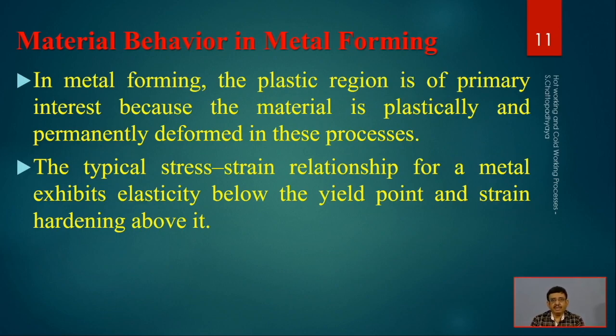So in metal forming, the plastic region is of primary interest, because we want to deform the material permanently. Permanency will lead to our domain of interest in the plastic, not in the elastic one. Material is plastically and permanently deformed in this process. And the typical stress-strain relationship for a metal exhibits elasticity below the yield point and strain hardening above it. After the yield point, strain hardening will be there. There is strain, and the material and the surfaces will be hard and permanently deformed.